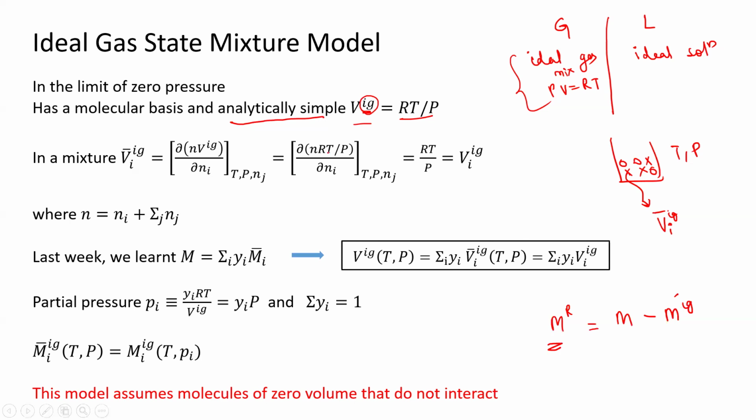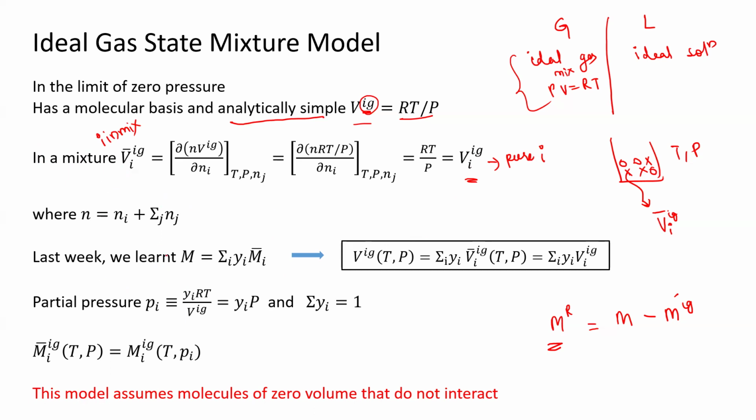So that's why we are using a superscript here. Now Vi IG bar is defined as dou (N V IG) by dou Ni. On differentiating this with respect to Ni, we get the same RT by P. So Vi IG bar is equal to Vi IG, the pure i, and this is i in the mixture.